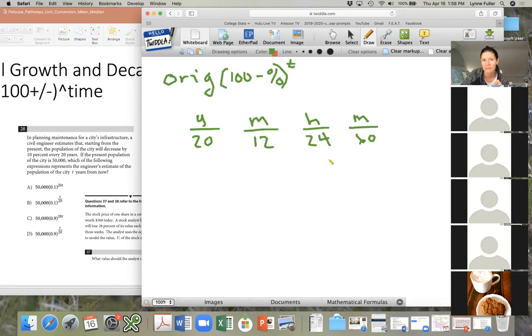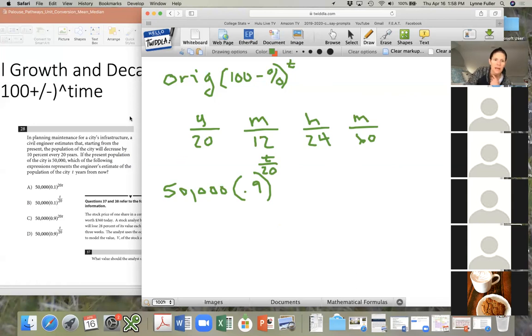So if our original value is 50,000 for the population and they're losing 10% a year, that means they're left to have 90% of the population, because they're just losing 10%. They don't have 10% left. They have 90% left. And then that is going to be in a decay rate out of 20 years. So D would be our best answer.